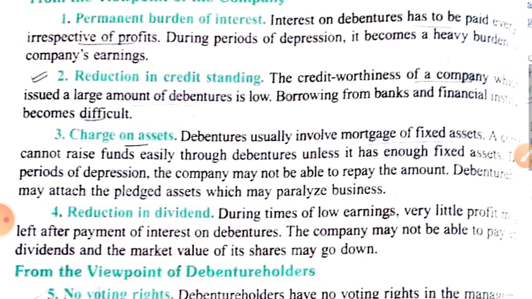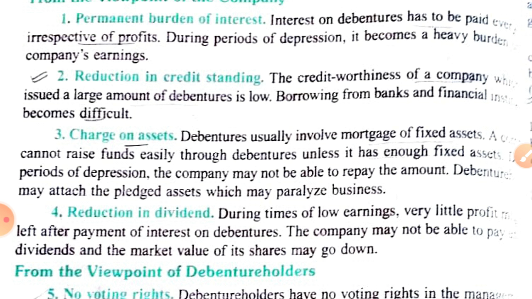Then reduction in credit standing. The creditworthiness of the company is low when they are issuing debentures, because it becomes difficult to borrow funds from outside sources, because they will say you have already issued debentures, then what about our return, isn't it? If you are already in debt, then other financial institutions will hesitate in giving loans. Is this point clear to you?